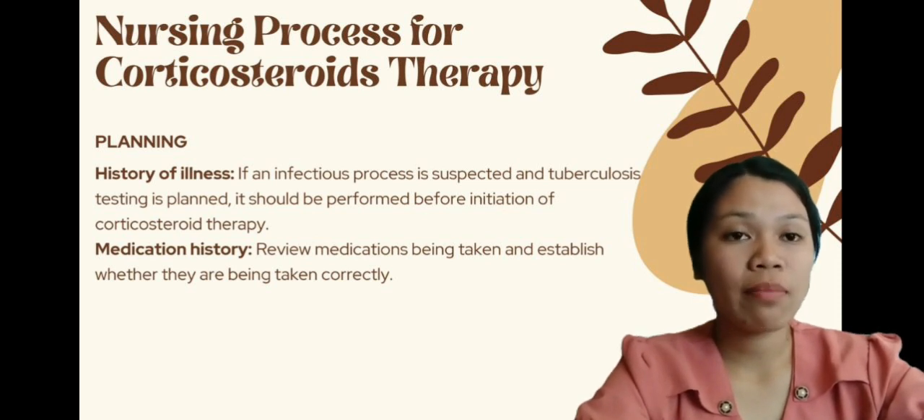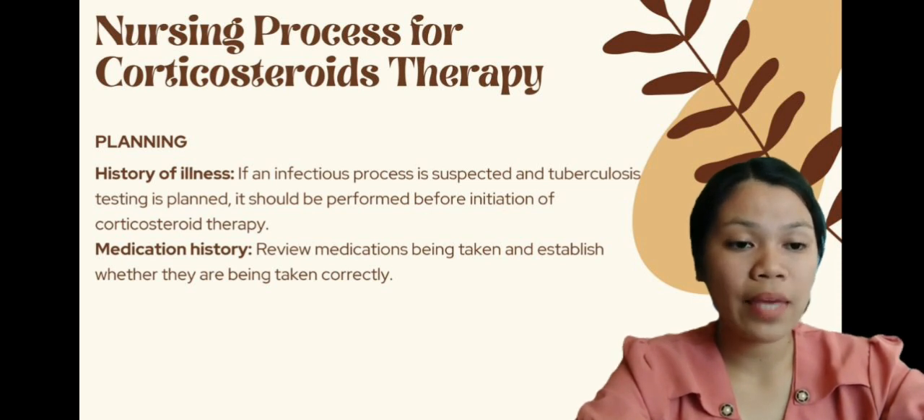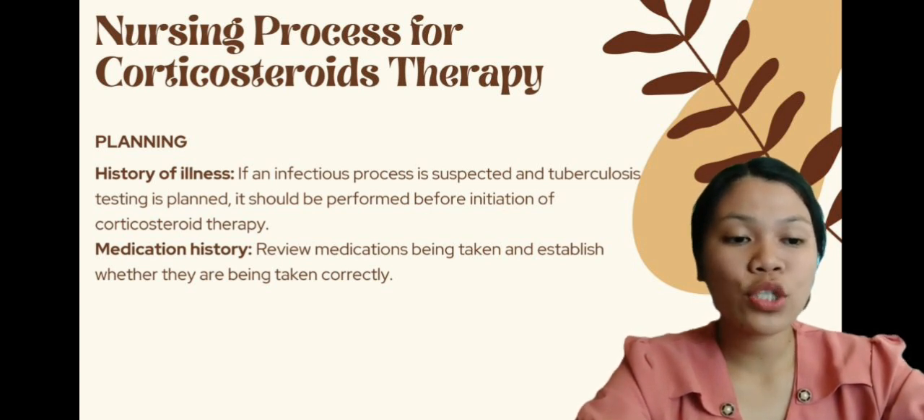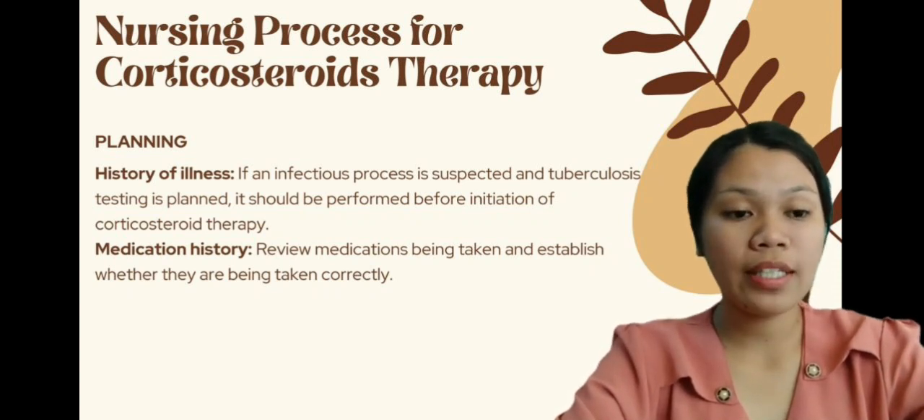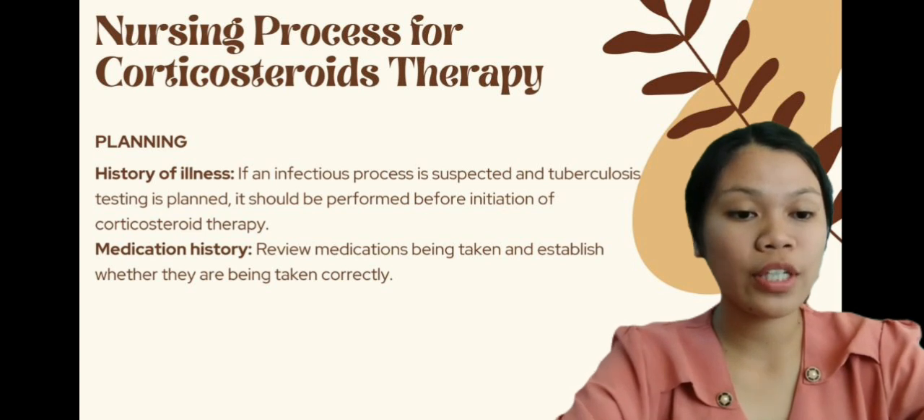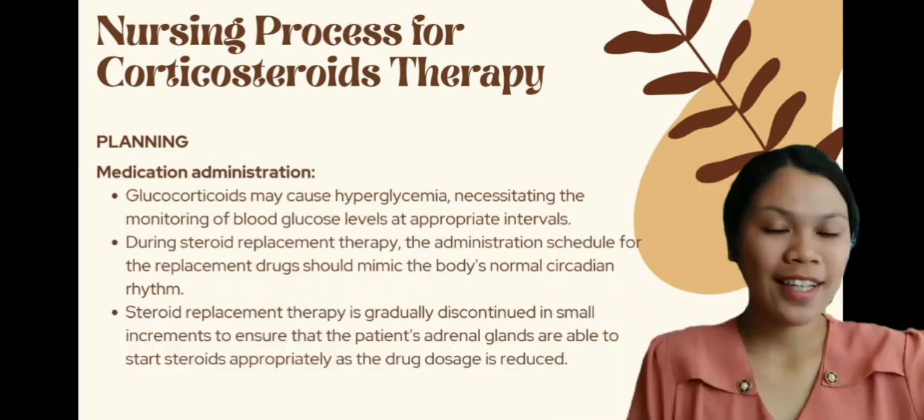Next is medication administration. Glucocorticoids may cause hyperglycemia, necessitating the monitoring of blood glucose levels at appropriate intervals. During steroid replacement therapy, the administration schedule for the replacement drugs should mimic the body's normal circadian rhythm. Steroid replacement therapy is gradually discontinued in small increments to ensure that the patient's adrenal glands are able to start producing steroids appropriately as the drug dose is reduced.